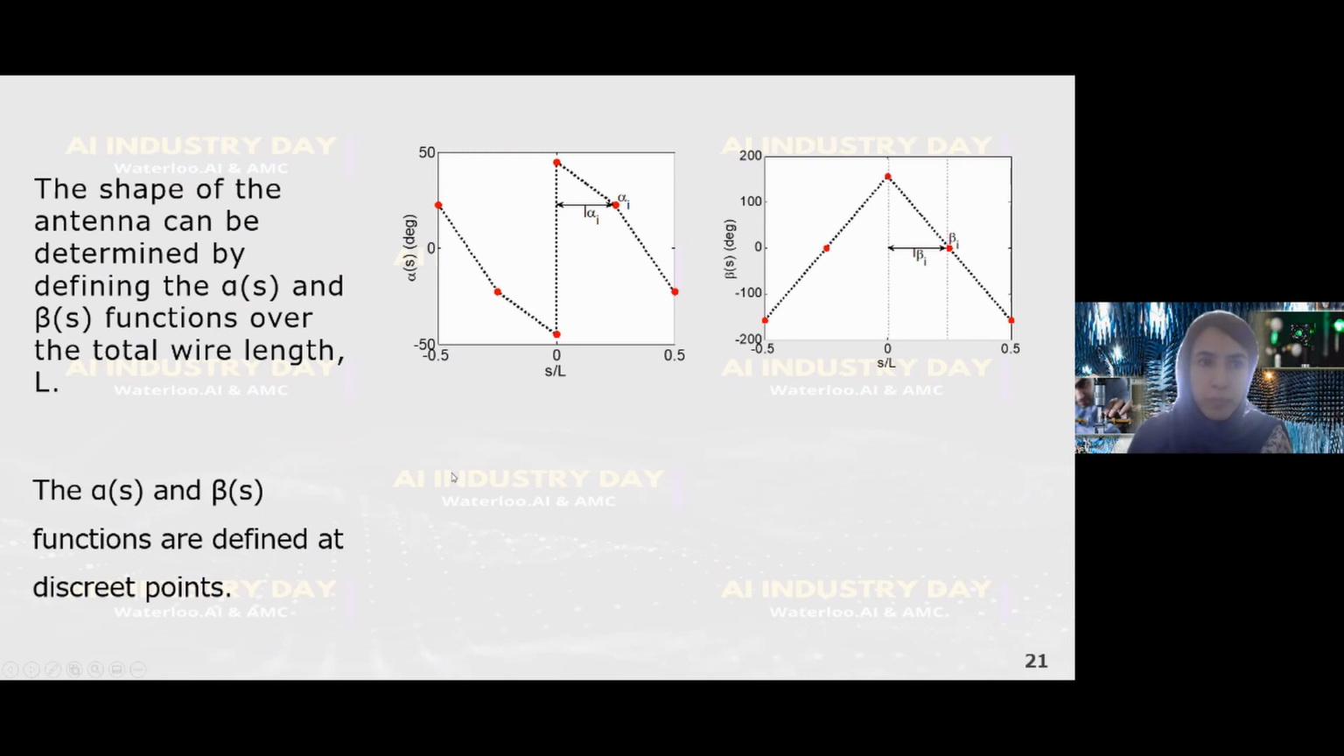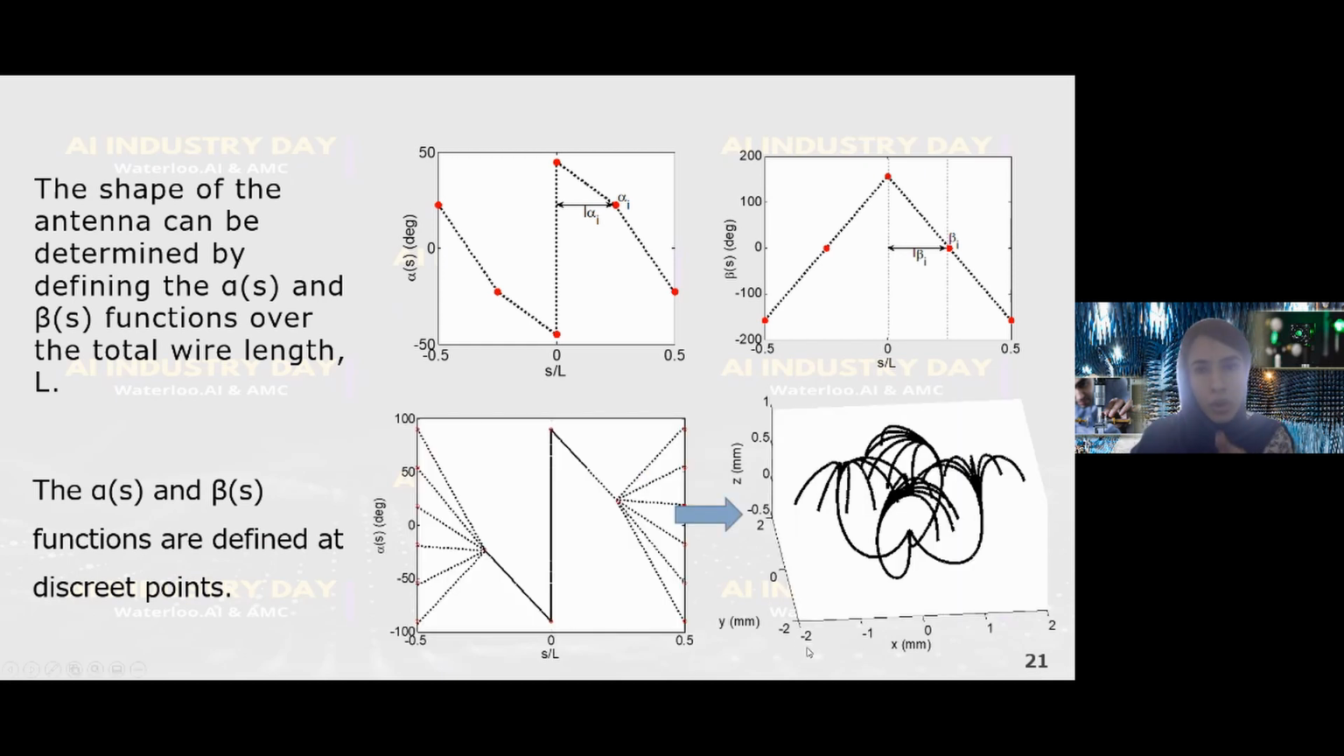So the shape of the overall antenna can be defined by the alpha and beta functions versus the total length of the wire. Another step is that we should discretize this function, and you can see that we define the functions at some discrete points. So would you please click?